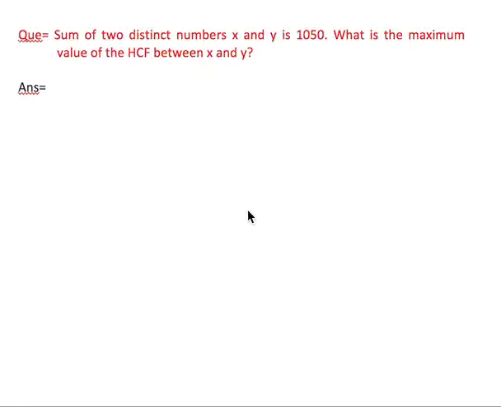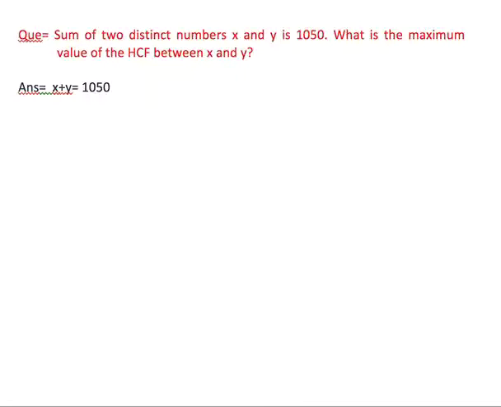We have another interesting question here in HCF. The question says the sum of two distinct numbers x and y is 1050. What is the maximum value of the HCF between x and y? So the sum of two distinct numbers x and y is 1050. That means the question is saying x plus y is equal to 1050.